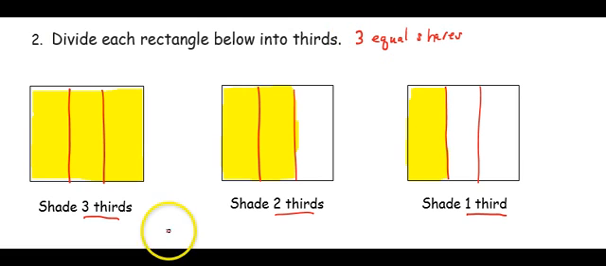So in the first shape, you can see because we divided the rectangle into 3 pieces and we shaded in 3/3, the entire rectangle is shaded. In the second rectangle, we shaded in 2 of the thirds, so that's 2 out of the 3 pieces that make up the whole. And in the last rectangle, we shaded in 1/3, and that is 1 piece out of the 3 that make up the whole.